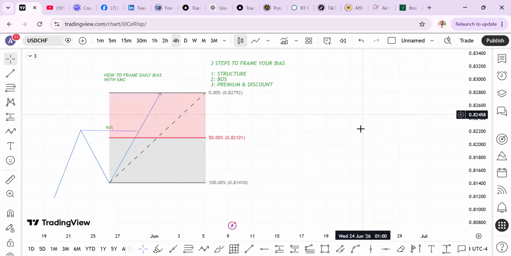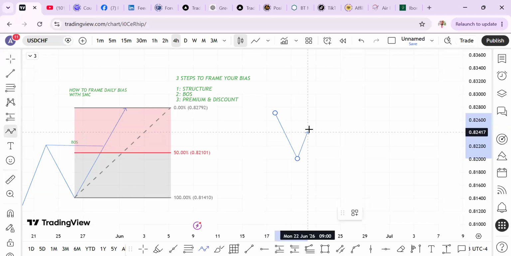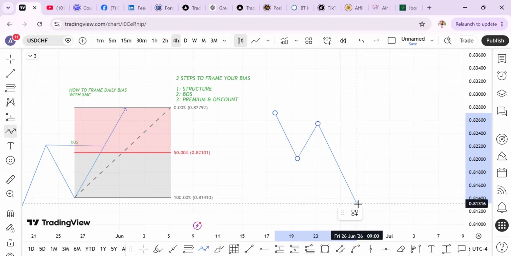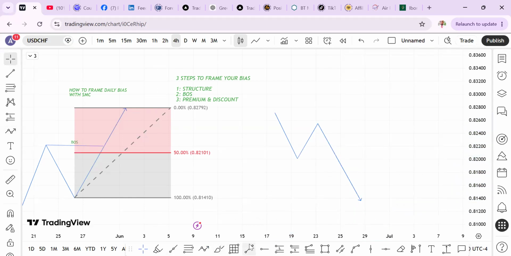So likewise, in a bearish market, the same thing happens. Let's say this is a bearish market, price gives us a break of structure. So price has given us a break of structure to the downside. So as I come to the market, the direction of the market for the day is bearish. That is my bias. My bias for the day is bearish on 4 hours.